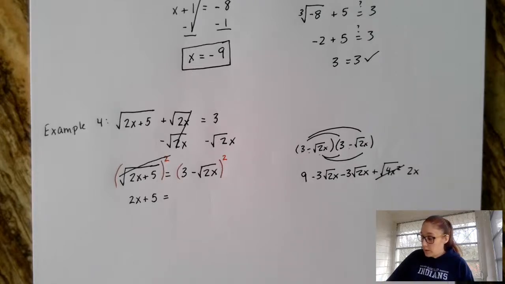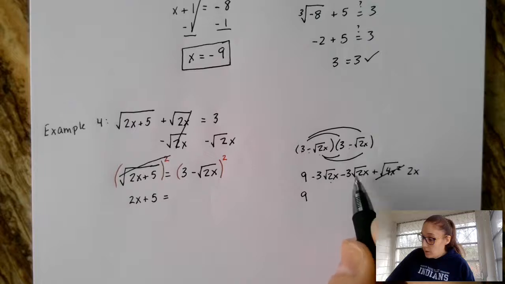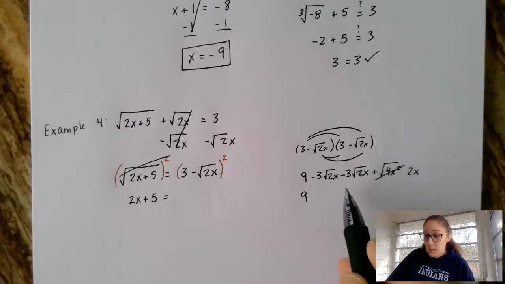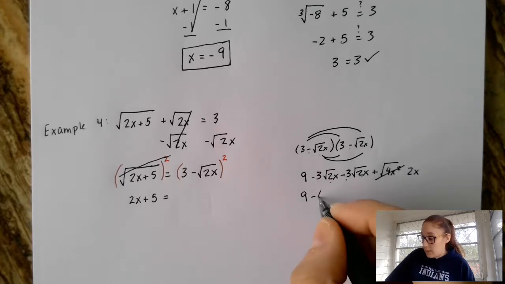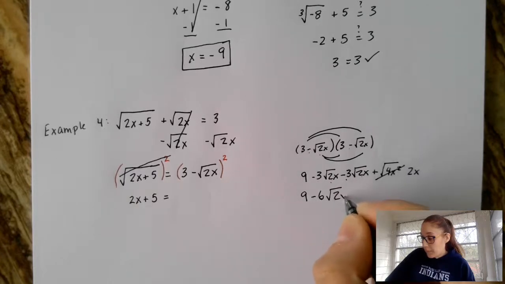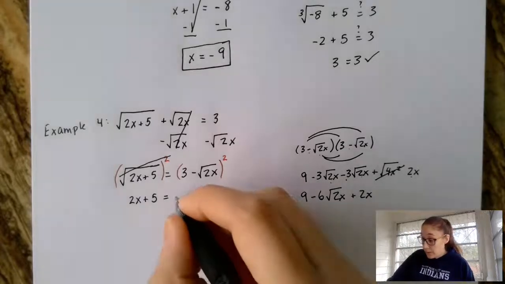Alright, so let's go ahead and combine our like terms. We have 9. These two are like terms because they have the same index and the same radicand, so I can do negative 3 minus 3, which is a negative 6. And then I have a positive 2x. So that's what I have on the right side.